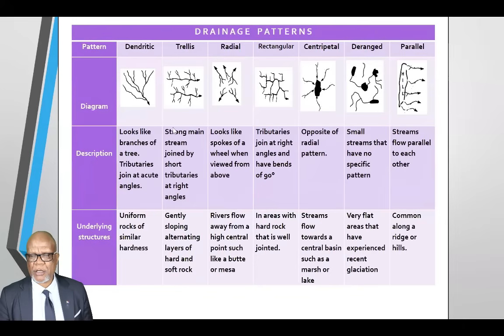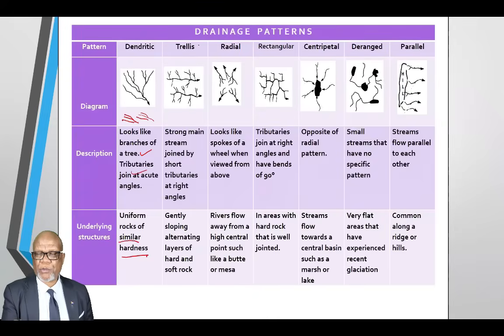And then there is another pattern that is missing here, which is a parallel pattern that looks more like the dendritic pattern, but a little bit straighter. That's your parallel pattern. So you must be able to identify different patterns. And then how do we describe the dendritic pattern? You say it looks like the branches of a tree and tributaries join at acute angle. And where is it found? Where rocks have similar hardness or similar resistance to erosion.